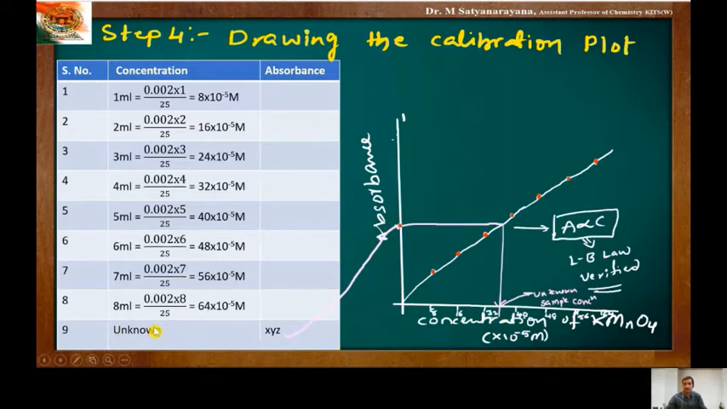This way, we can prove the Lambert-Beer's law, and also we can find out the concentration of the given KMnO4 solution. Now we will go to the experimental part. Okay, we'll go to the demonstration. Let's go to the demonstration part.